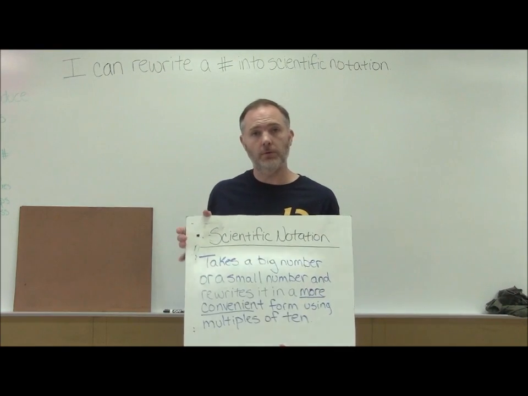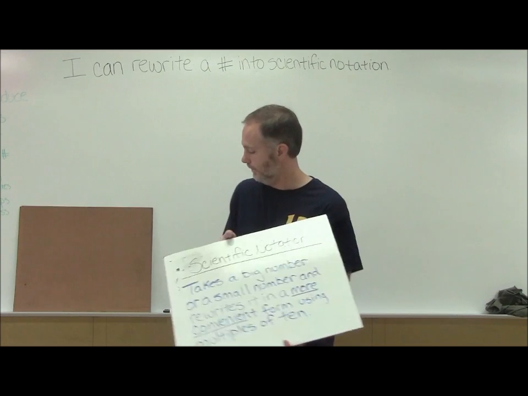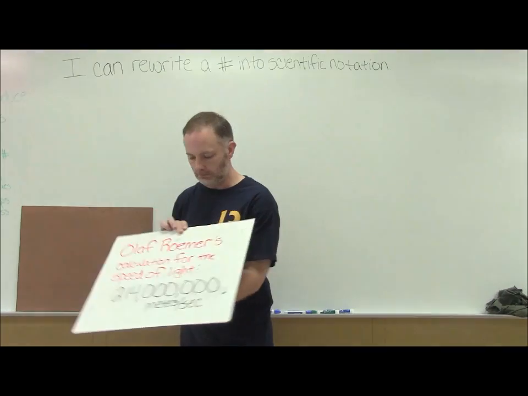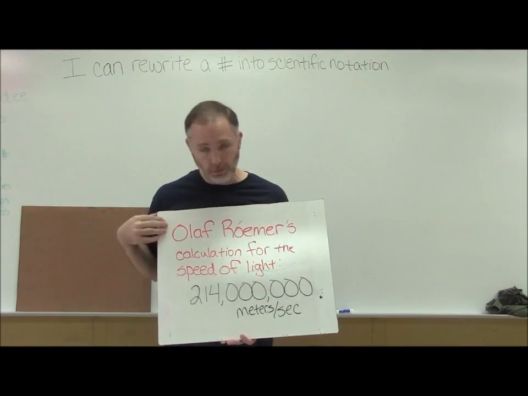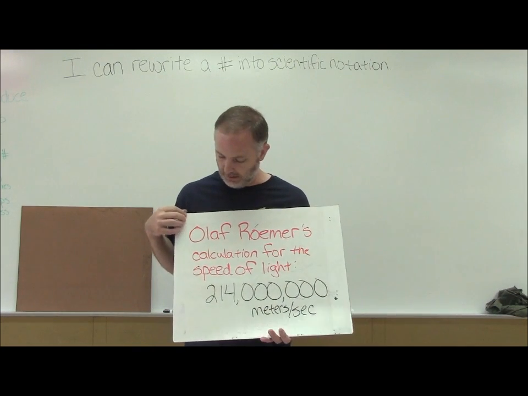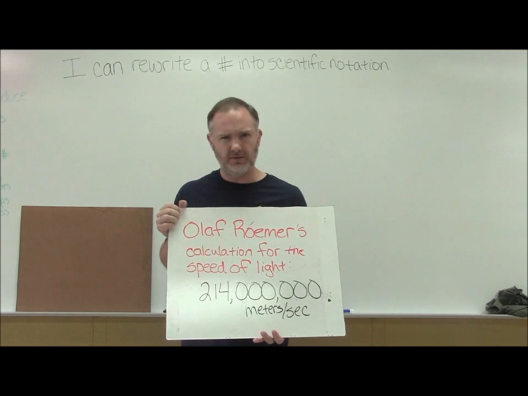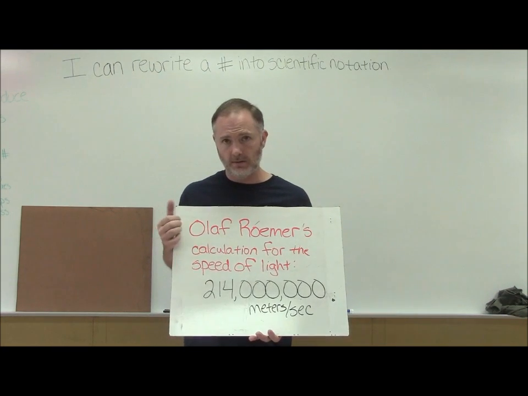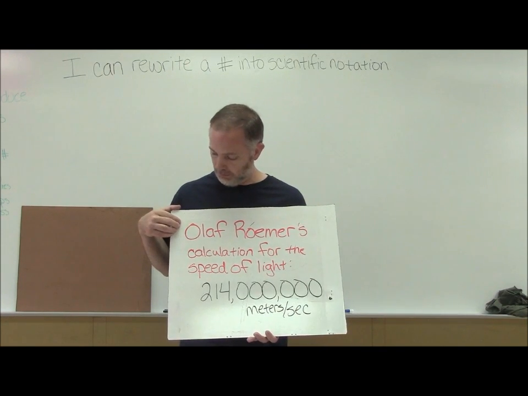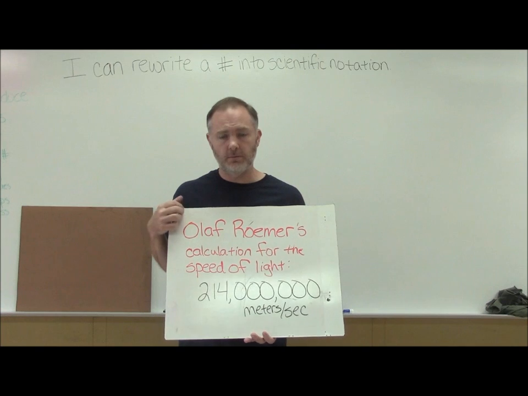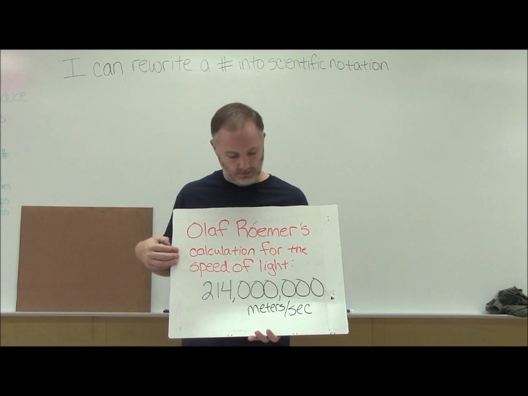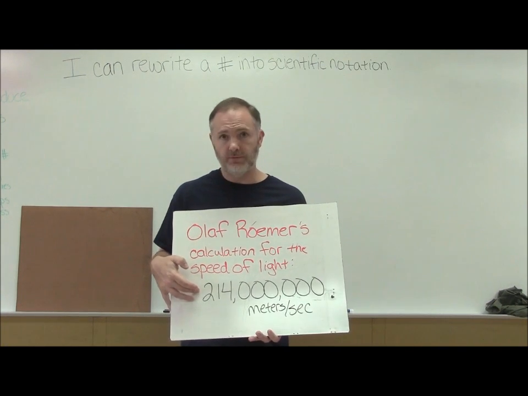So let me give you an example, first of all, of a big number. Now, I hope I'm pronouncing this guy's name right, but Olaf Romer, he was a Danish astronomer around the 1600s, and he was the first scientist that attempted to calculate the speed of light. Before Mr. Romer here, they all thought light was so fast it'd be impossible to calculate how fast it traveled. But he was the first person to attempt to do that, and he came up with this value here.